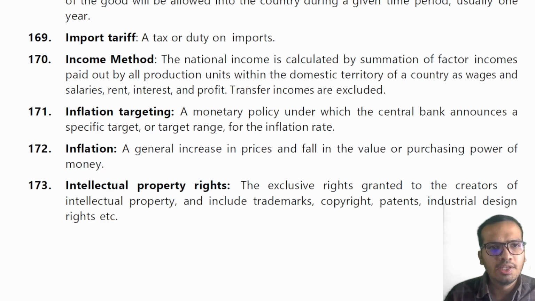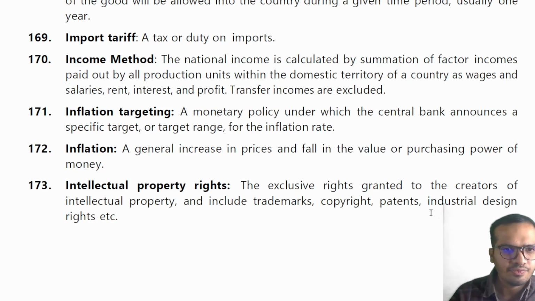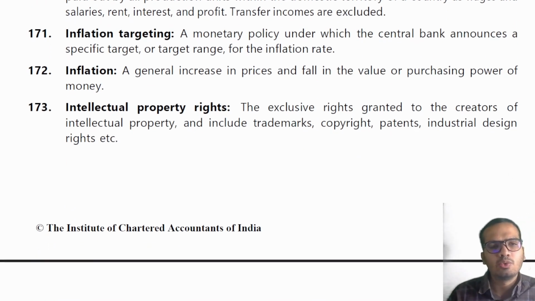Then comes number 170, income method. The national income is calculated by summation of factor incomes paid out of all production units within the domestic territory of a country, such as wages, salaries, rent, interest and profits. Transfer incomes are excluded. Then comes number 171, inflation targeting. A monetary policy under which the central bank announces a specific target or target range for inflation. Then comes number 172, inflation. A general increase in prices and fall in the value or purchasing power of money.